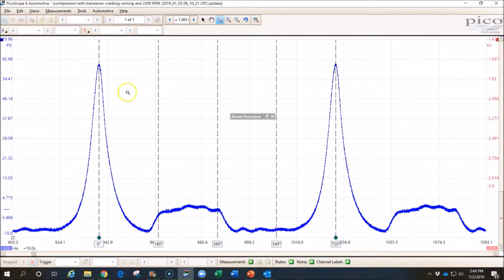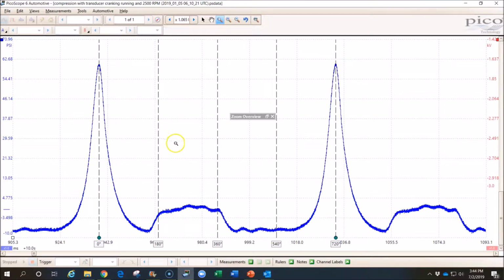This is the power stroke, this is the exhaust stroke, this is the intake stroke, and this is the compression stroke. Of course, we have no power during the power stroke because the spark plug is out, so really this is just the piston traveling down. So let's take a look at this. This is when the piston is at top dead center on the compression stroke, so this is the highest point of pressure that will occur.